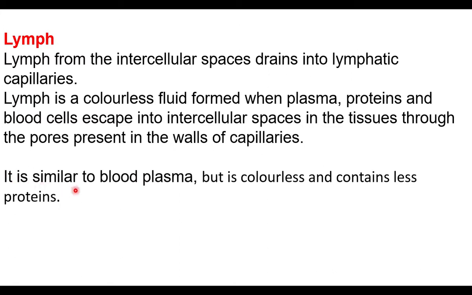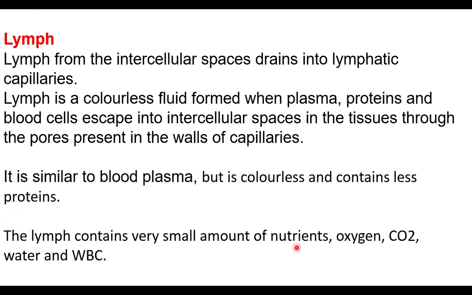The lymph is similar to blood plasma, but it is colorless and contains less protein. Lymph contains a very small amount of nutrients, oxygen, CO2, water and WBCs. The lymph is collected from intercellular spaces by lymphatic capillaries. The capillaries join and form lymph vessels. Lymph vessels open into lymph nodes.